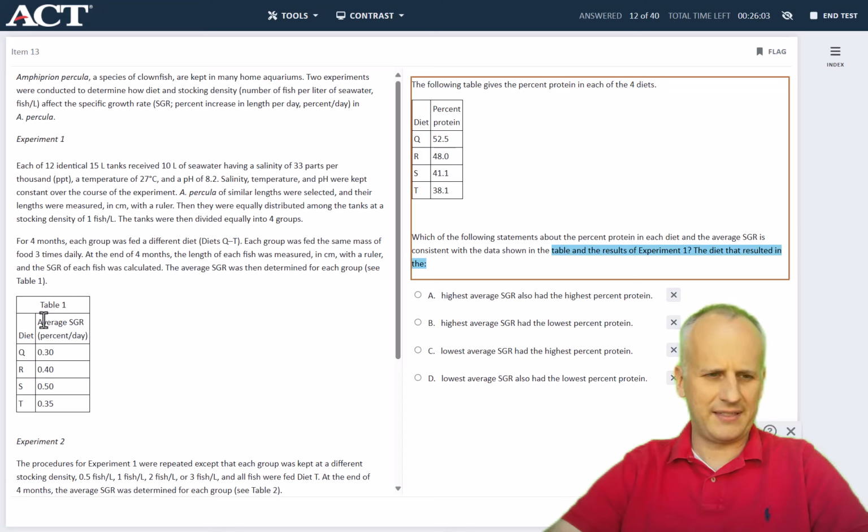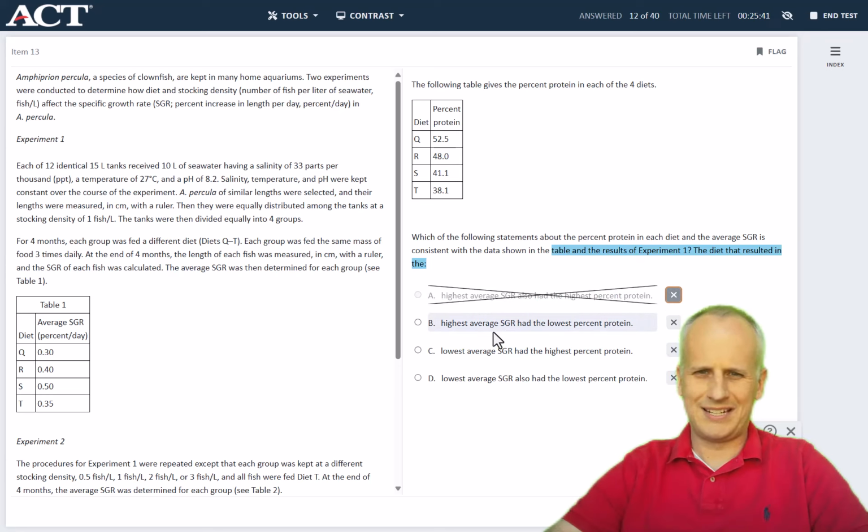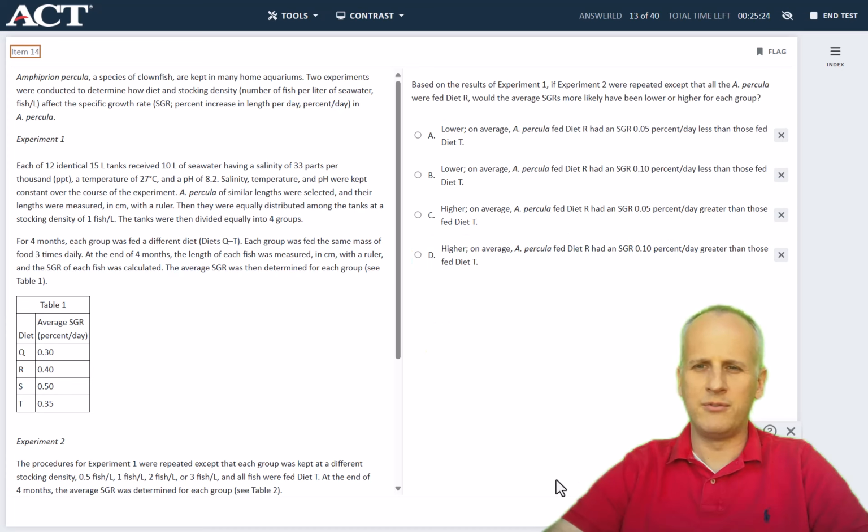And we see that there's this diet Q, R, S, T, and we've got these proteins and then SGRs. So I could see what we've got in the answer choices. We can actually use that to compare to expedite our evaluation. So highest average SGR is going to be diet S, and diet S does not have the highest protein up here, so we can eliminate choice A. Highest average SGR again was diet S, has the lowest protein. That's also not true. The lowest average SGR is going to be diet Q, and that does have the highest percent protein. And in the science section, if you find something that is correct, you may not even have to check all 4 choices because that is absolutely true, and that's a way to move a little bit more briskly through the section.